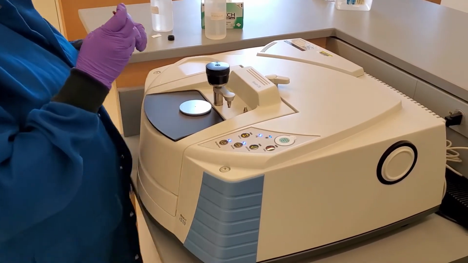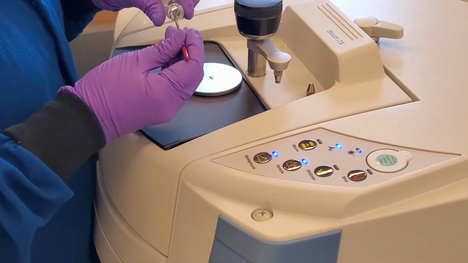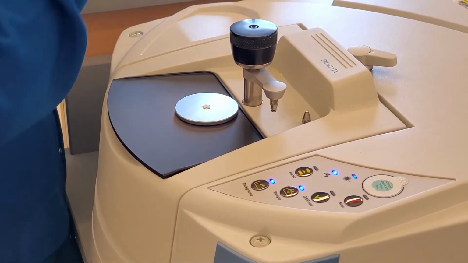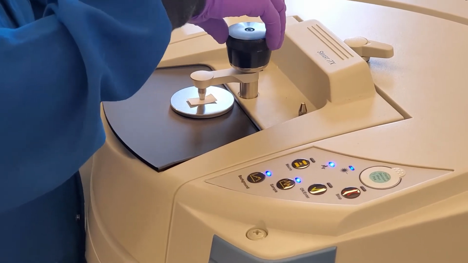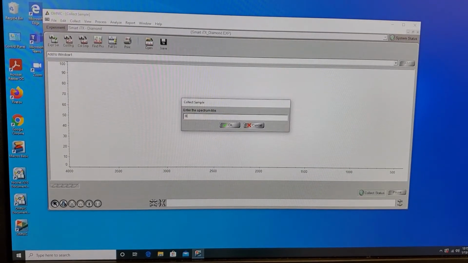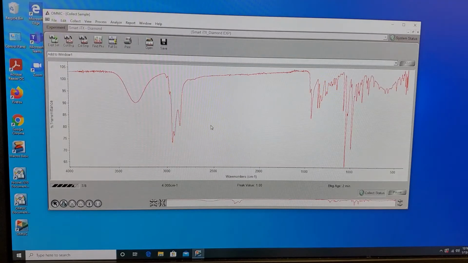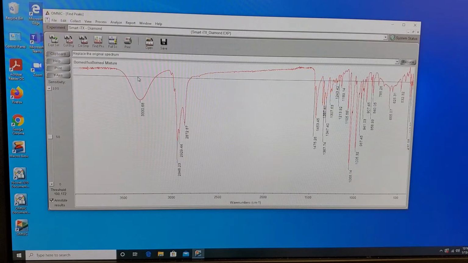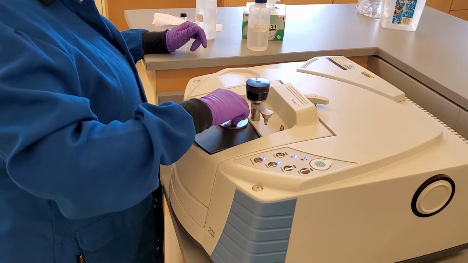Once the background is complete, cover the diamond crystal with the product, place a square of paper over the product so that we don't have to clean the sidearm, replace the sidearm, and take the spectrum of the product. After taking the spectrum, clean the IR stage.